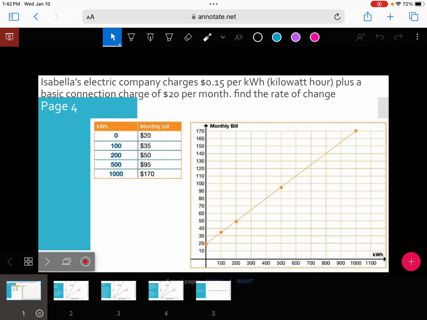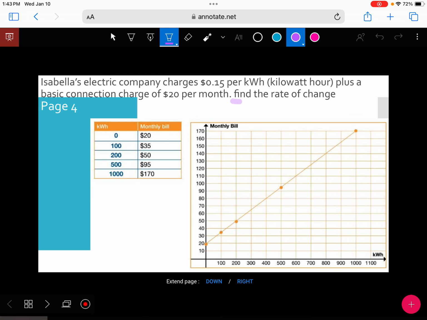I have an equation or a story problem for Isabella's bill. I have a table with her past few months' bills, and I have a graph with what she's paid on her bill. And what I want you to do is find the rate of change. And there are lots of different ways to do this. What's another word for rate of change? Slope.